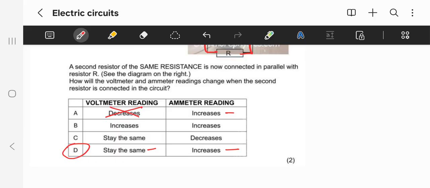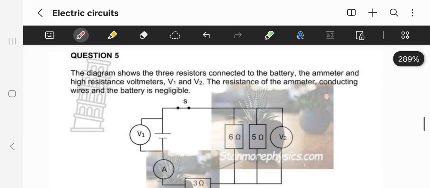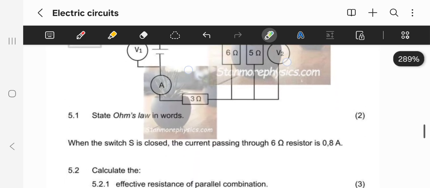Now we go to the long question. In this question, guys, they say the diagram shows three resistors connected to a battery, an ammeter and high resistance voltmeters V1 and V2. The resistance of the ammeter, conducting wires, and the battery is negligible. Then we go to our questions.